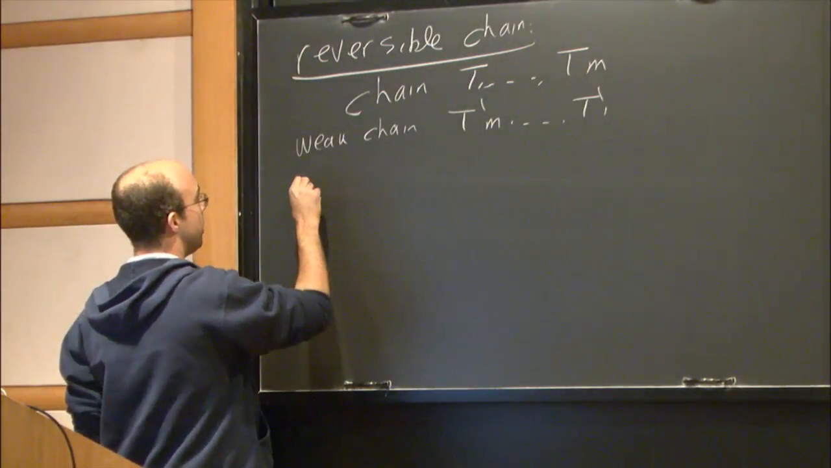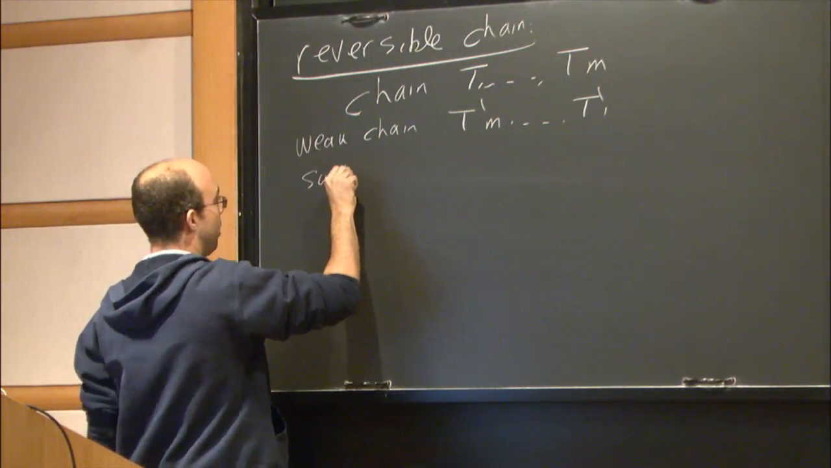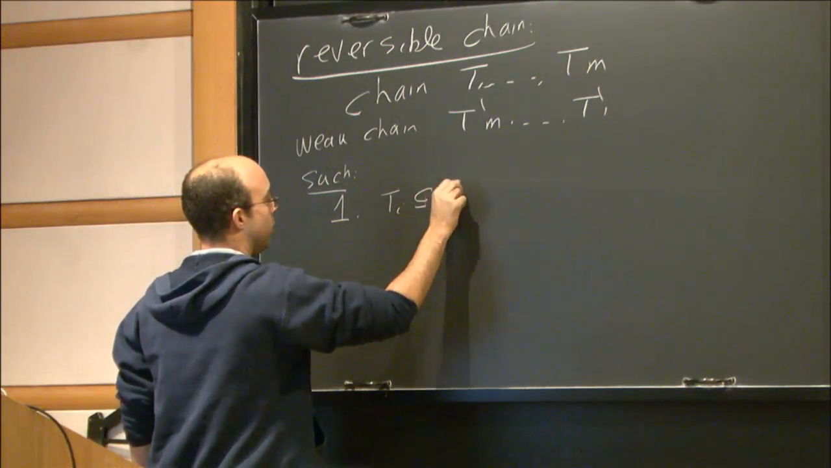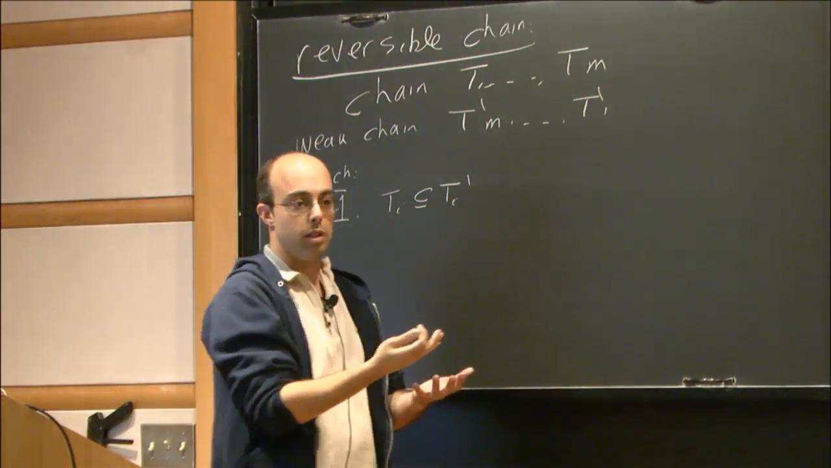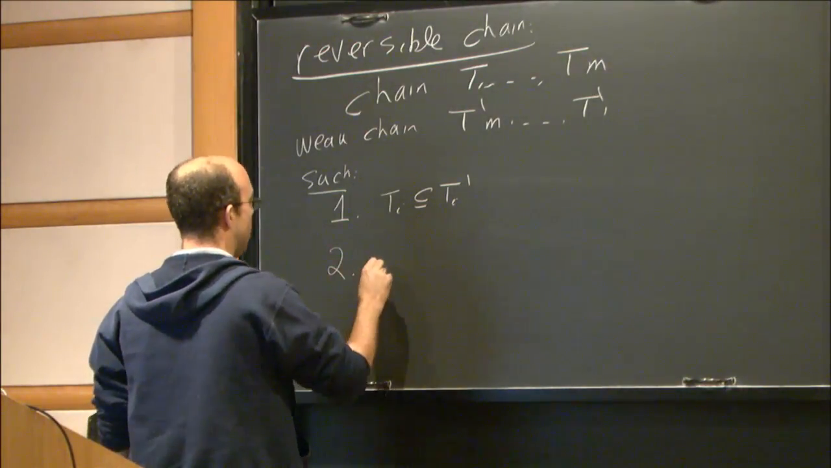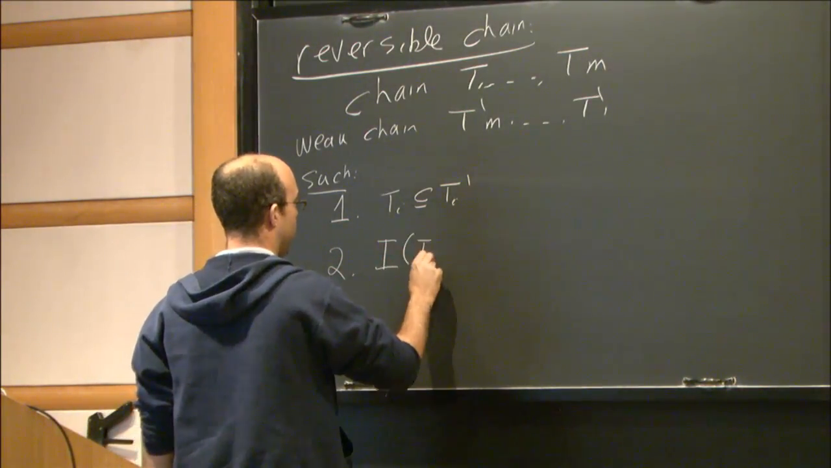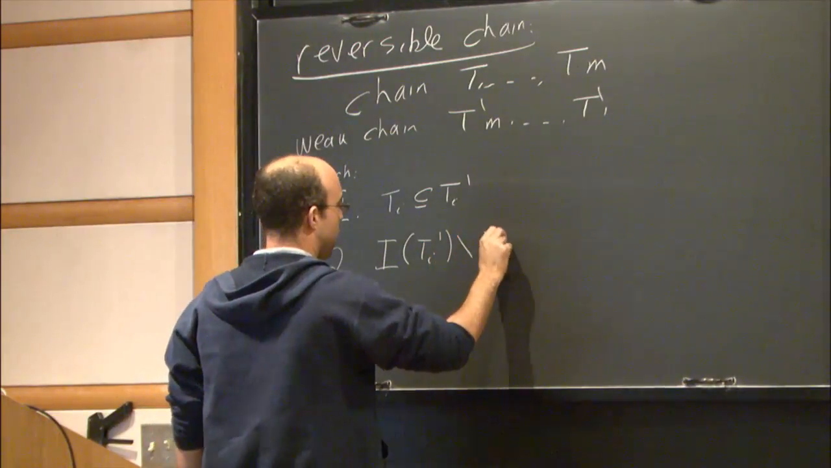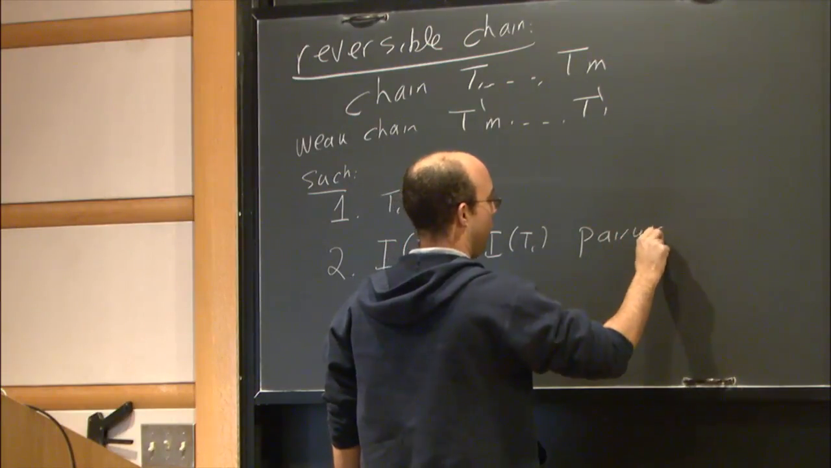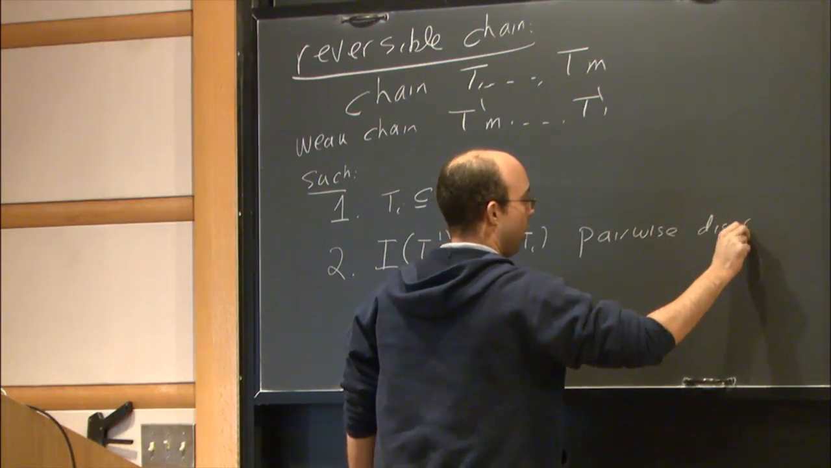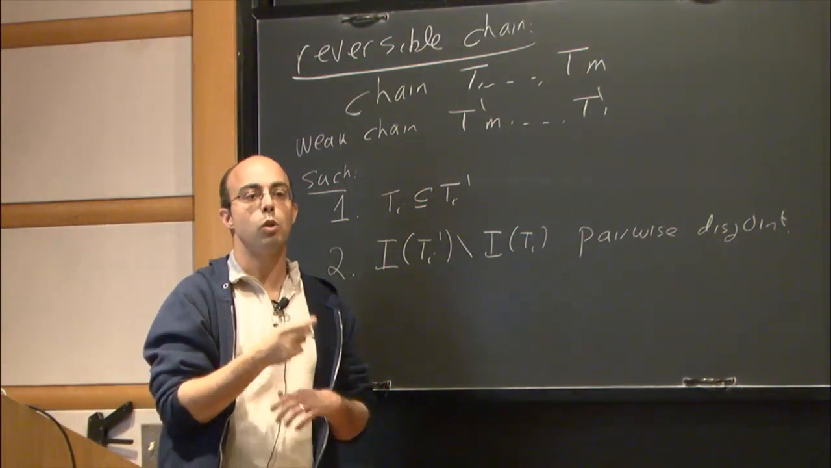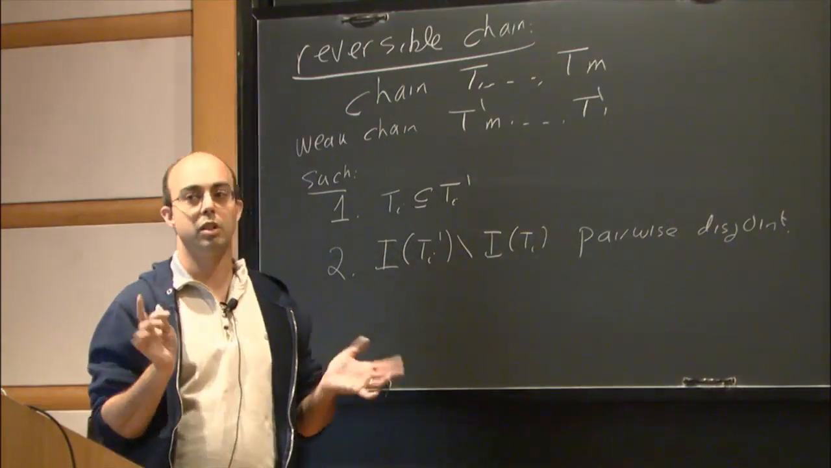So it satisfies two properties. One property is that Ti is a subset of Ti prime as a subtree, right? So it's a subtree inside Ti prime. And the second property is, if I take the directions of Ti prime and I remove from it the directions of Ti, they are pairwise disjoint. Okay, so somehow this weak chain might reuse directions, but not too often, at least only twice somehow.